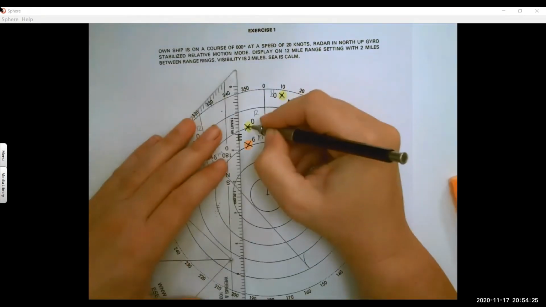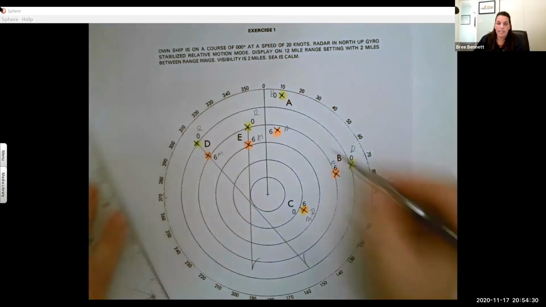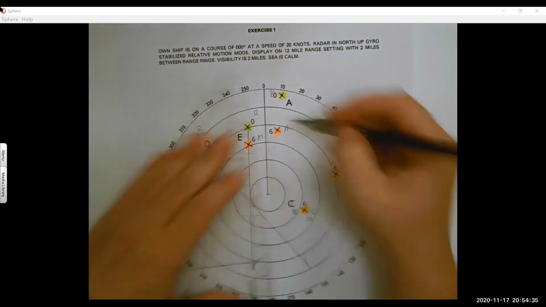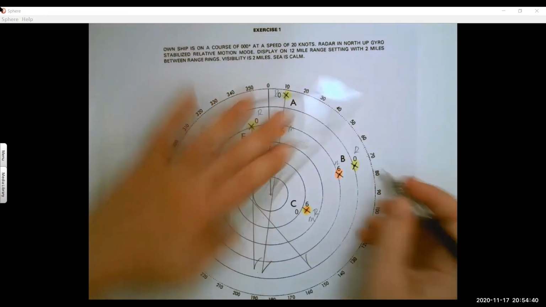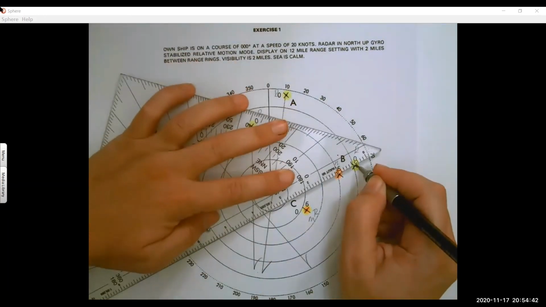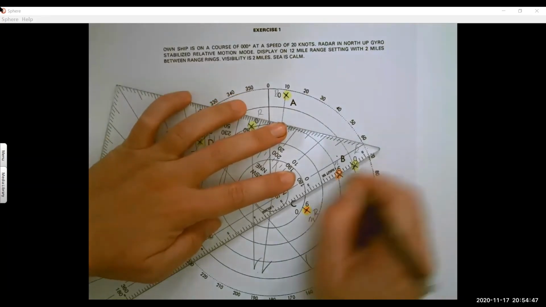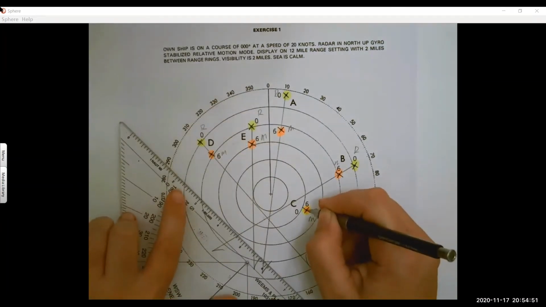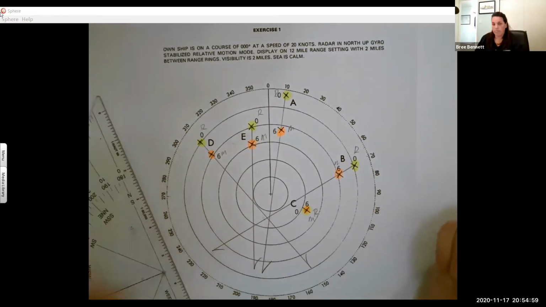Wait, Captain, how did you know which one was R and which one was M? You're just, because it was. One was at minute 0 and one's at minute 6. Oh, okay. R to M, it's not moving. Okay.